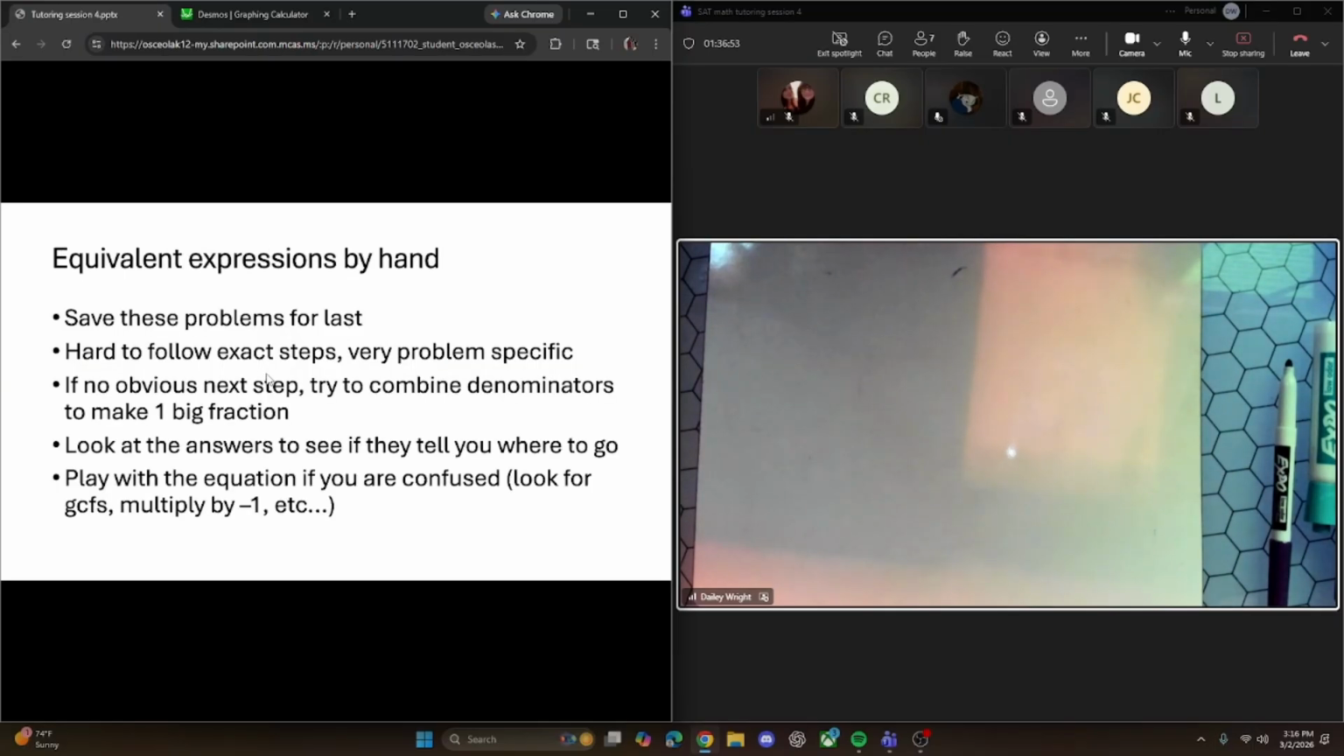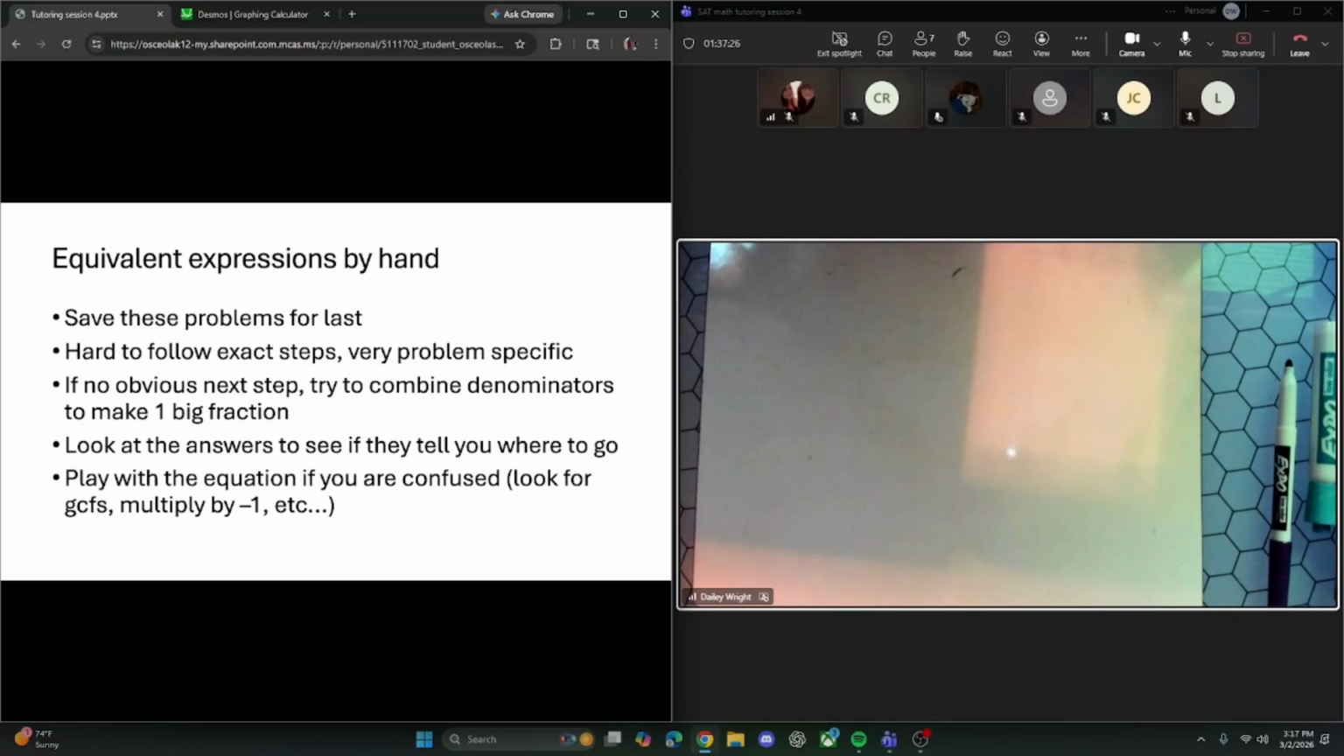Okay, so those are the types of equivalent expressions you can do in Desmos. There are many that you have to do by hand, and these equivalent expressions are super tough. Save these problems for last. I cannot stress that more. A lot of the time, you're going to have to play around with the problem until you get it right. Just skip these problems and go back to them if they are not the last question.